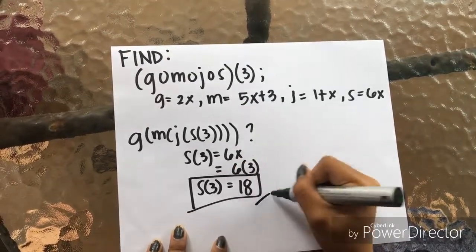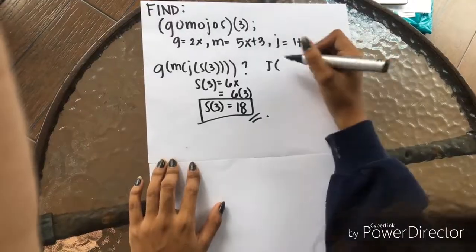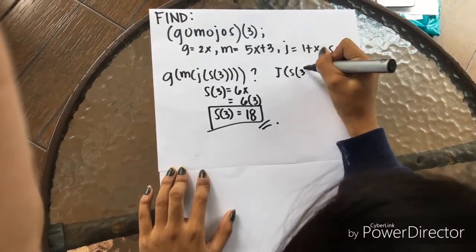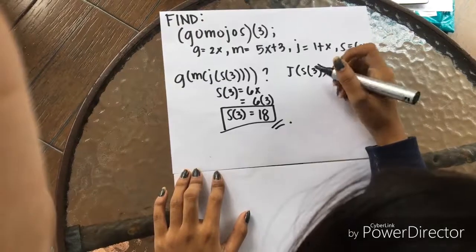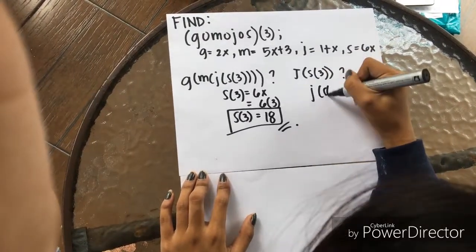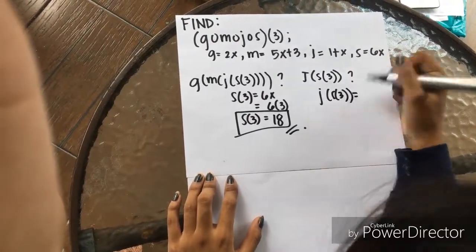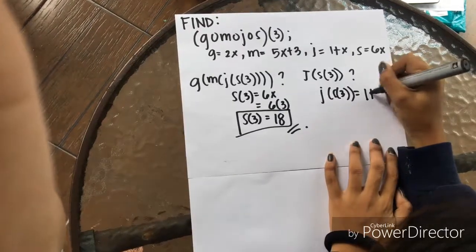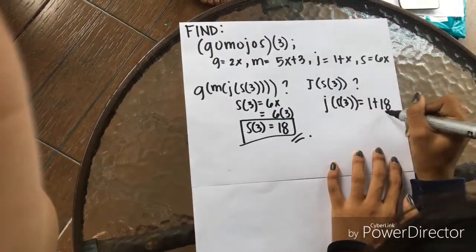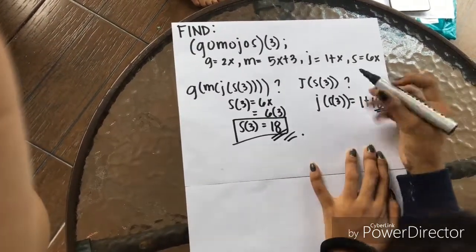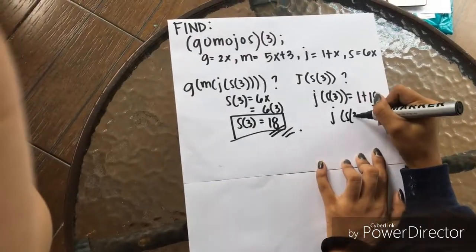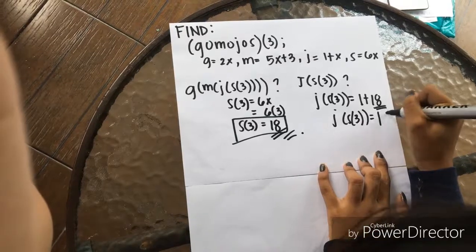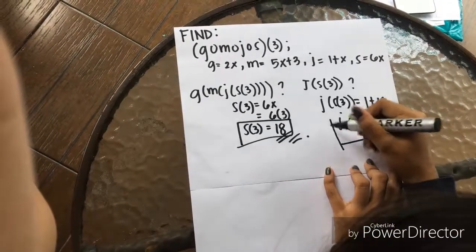Next, we need to get J of S of 3. We'll substitute the value of x from what we got from S of 3. J of S of 3 is equal to 1 plus x. So that will be 1 plus 18. J of S of 3 is equal to 19.